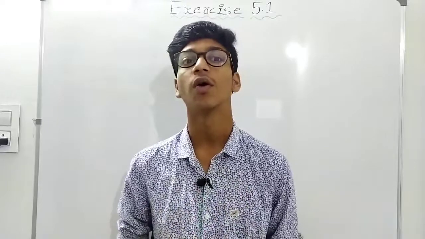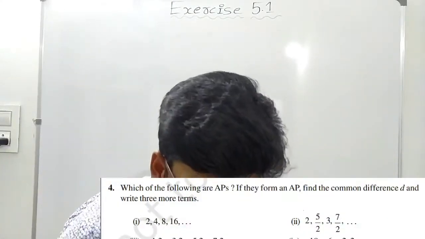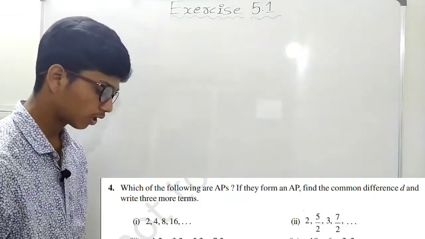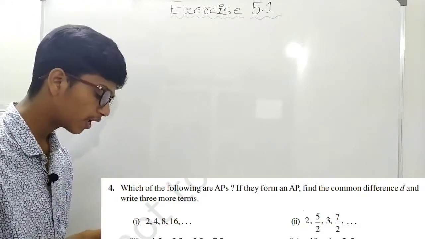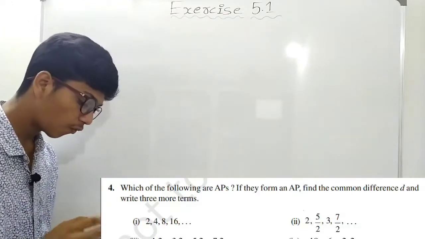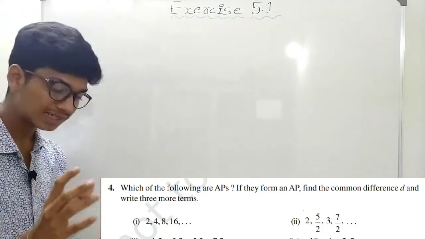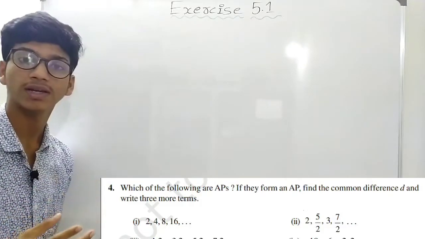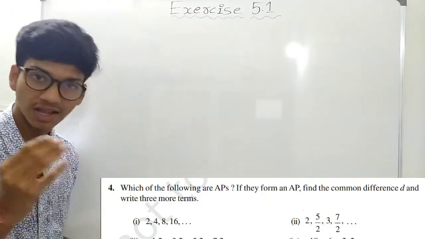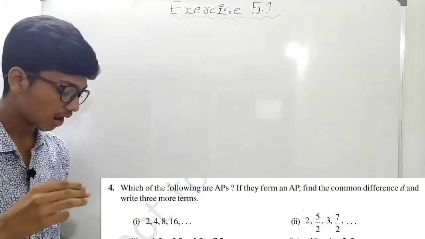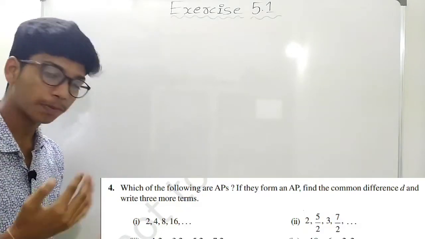So now let's start with question number 4 of exercise 5.1. Which of the following are APs? If they form an AP, find the common difference and write 3 more terms. So some series of numbers are given, and we want to find which of the series follows an AP, and if they are AP, we want to find the common difference and also 3 more terms. In this, there are 15 parts.